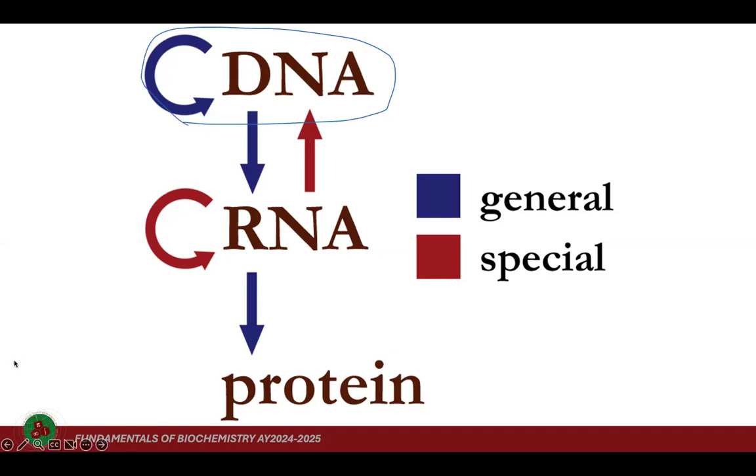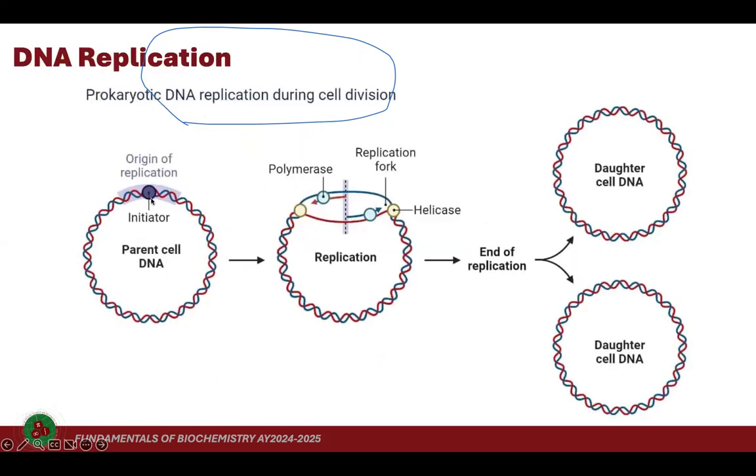Again, your DNA contains the blueprint of life. It contains the code. This code stores the important information necessary for life. And of course, if any cell wants to reproduce or to divide, it has to create an exact copy of its genetic material. So for this discussion, we will be focusing primarily on the prokaryotic DNA replication.